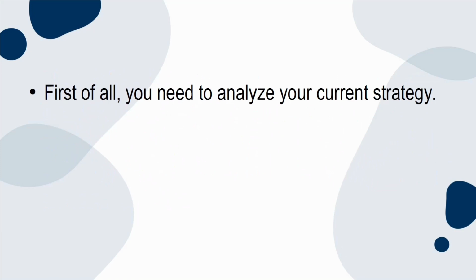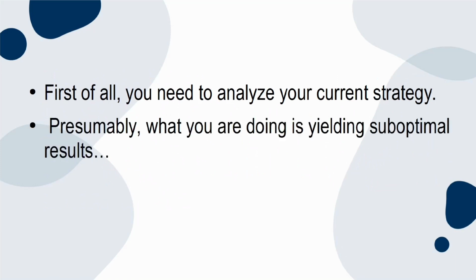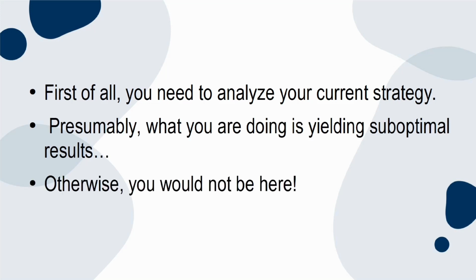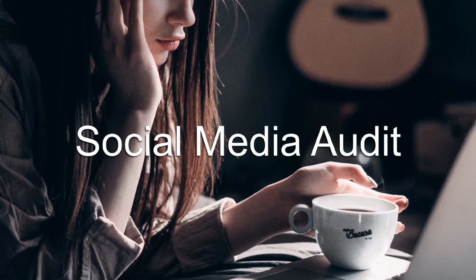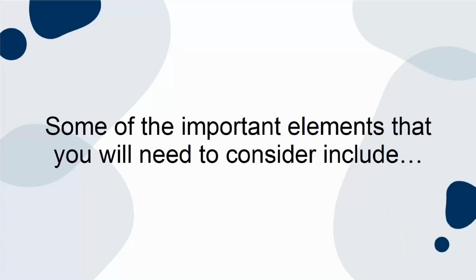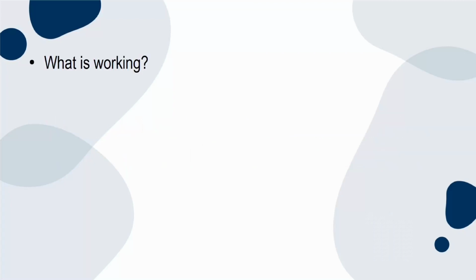First of all, you need to analyze your current strategy. Presumably, what you're doing is yielding suboptimal results. Otherwise, you would not be here. So to begin with, take a good hard look at your current strategy and results. This is known as conducting a social media audit. Some of the important elements that you'll need to consider include what is working and what is not working.